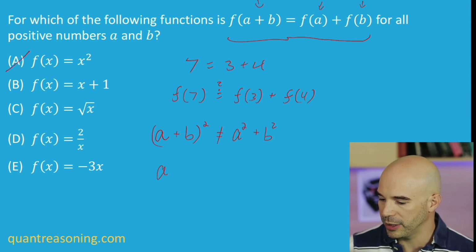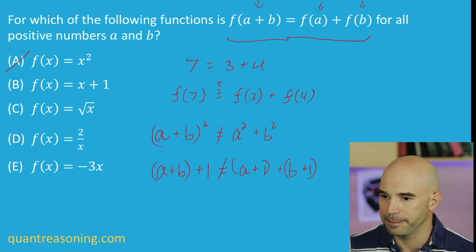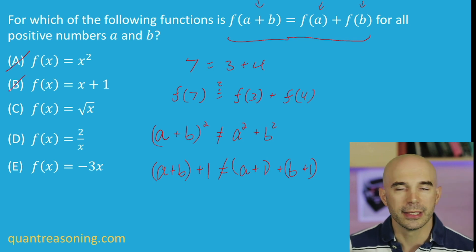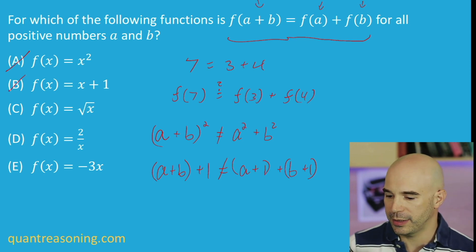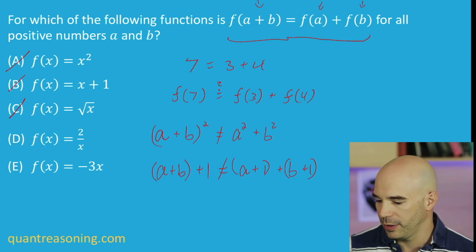If I throw a plus b in together as a sum and then add 1, that's what the function does, would that be the same as just putting in a and then putting in b? Is that the same? No. So B isn't right either. Now conceptually, if A doesn't work, C won't work either, because A and C are the same type of operation. They're just the opposite direction.